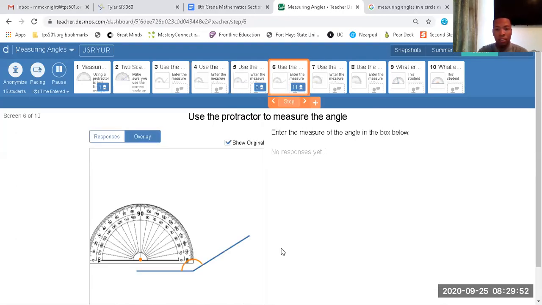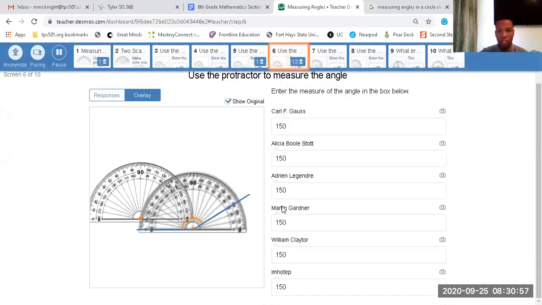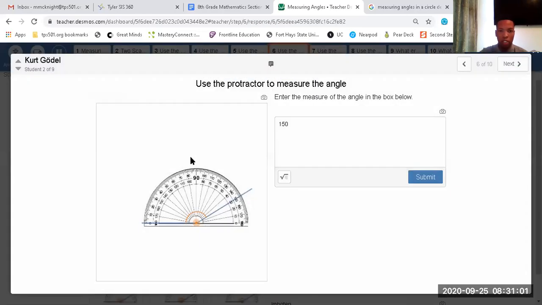There it is. All right, so let's look at this one. We're getting, yep, it's a lot of 150s. That's good. Right, so our bottom line is at 0, which means we're going to travel on the outside. So then our line goes to 150.